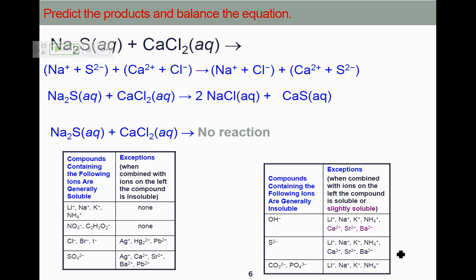We don't have to worry about balancing because there's nothing to balance. We just have a mixture of sodium ions, calcium ions, chloride ions, and sulfide ions. So we didn't get an exchange to occur.